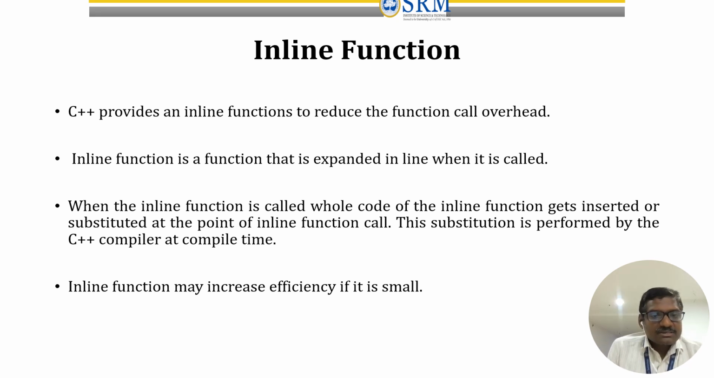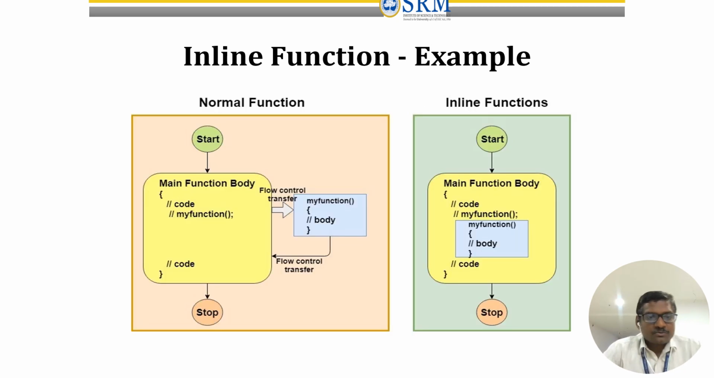So when the inline function is called, the whole code of the inline function gets inserted or substituted at the point of the inline function call. The substitution is performed by the C++ compiler. An inline function may increase efficiency if it is small. So this is the comparison between an ordinary function and an inline function. In a normal function, whenever you call it, the control will be transferred to the definition of your function and it will come back to your original position.